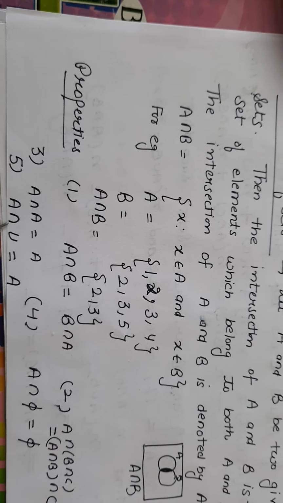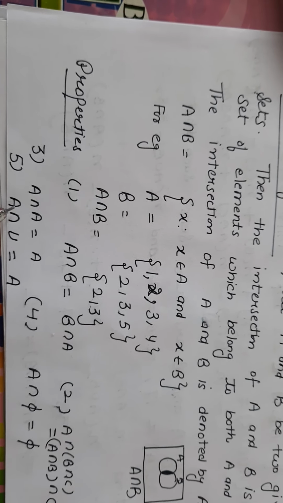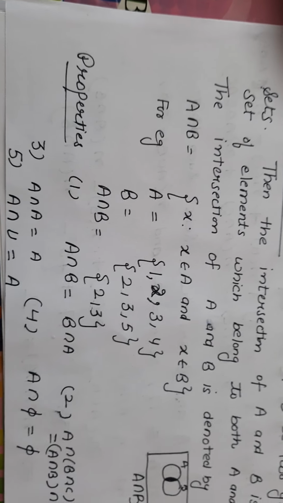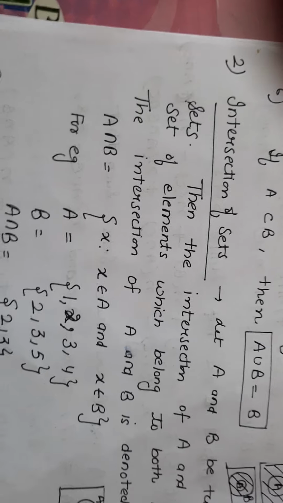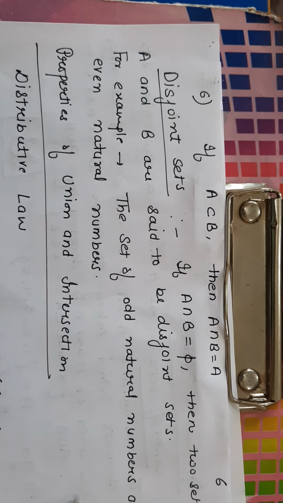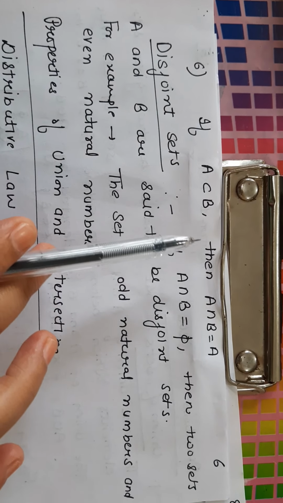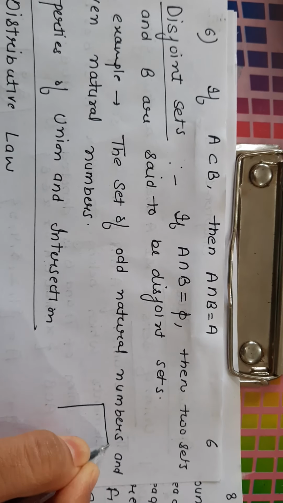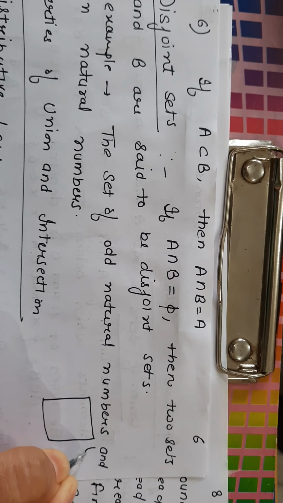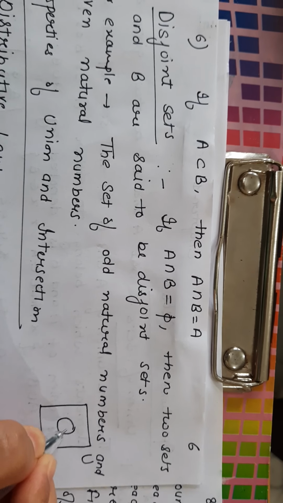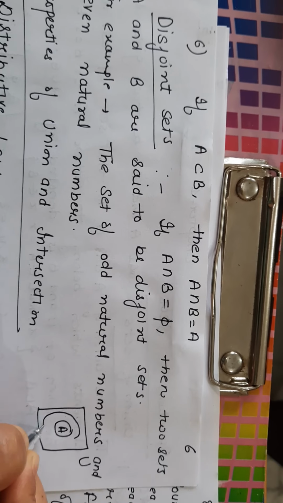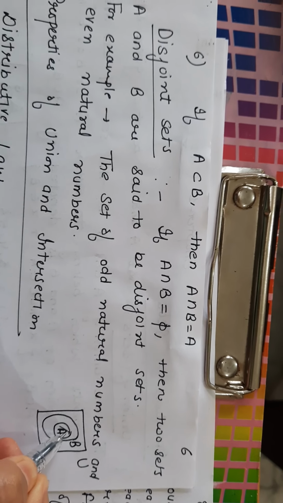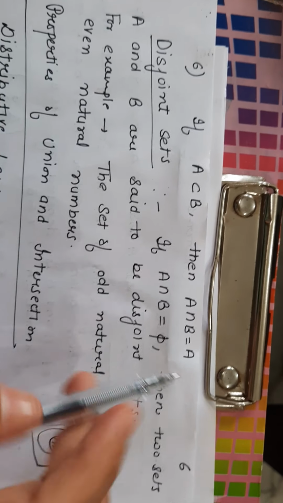Then A intersection universal. As A is a part of universal, that means the intersection will be the smaller set A, or the set A. Next property, if A is a subset of B, just look here. This is universal. Let this be A and let this be set B. Whenever A is a subset of B, the common portion is going to be A. That means the intersection is equal to A.